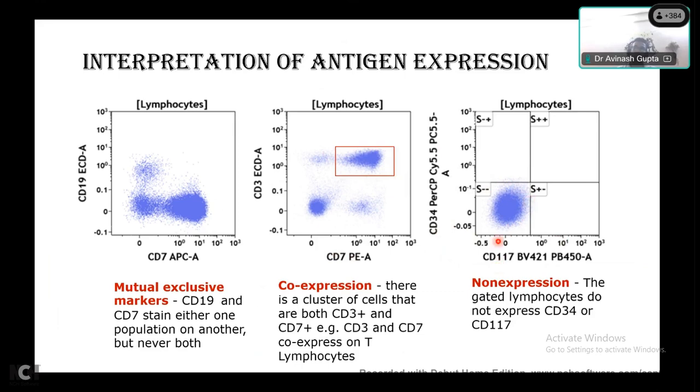So this lymphoid population is non-expressor for CD34 and CD117, and it will work as a quality control, your internal control for your further analysis, because this population should not be positive for your CD34 and CD117.